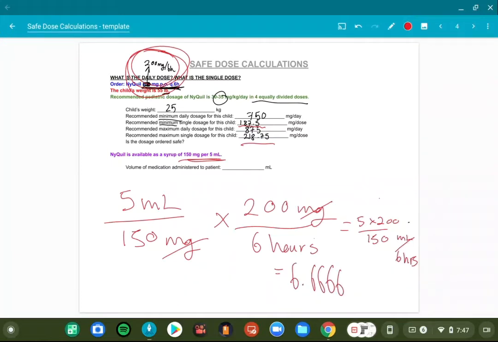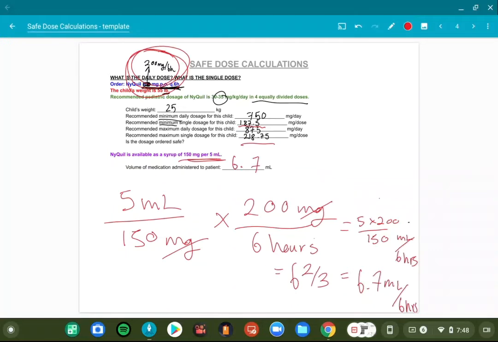6.66666. But since we're in the real world and not on a computer, the gradations would probably make it easier to think about this as 6 2/3. Or if you had to write it down and round it to the first decimal, you would write it as 6.7. 6.7 milliliters per 6 hours. And you write it like that.